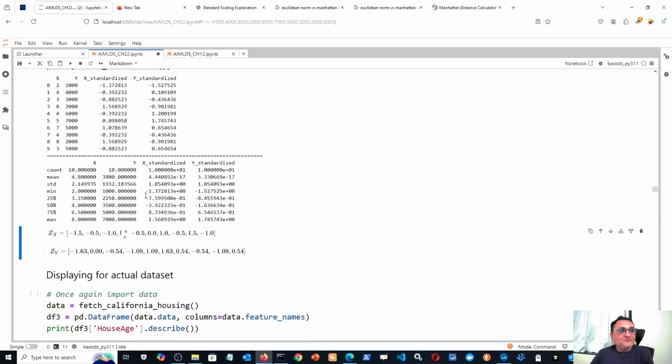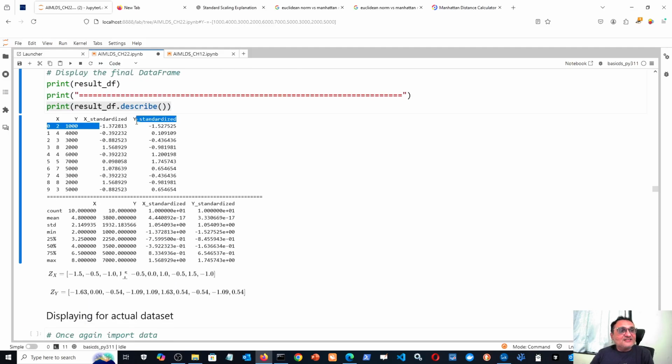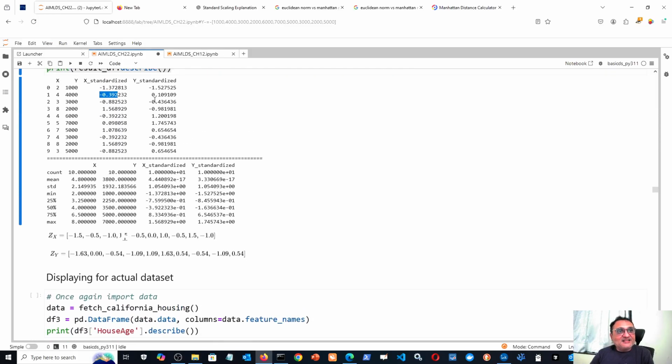I am scrolling a little further down. Okay, so these were my values. So X standardized means this Z_X. Here this X standardized is minus 1.372 and so on. So that is minus 1.5, somewhat closer to those values, right? You will not get the exact value, but you are getting somewhat similar values. Y standardized is also minus 1.63, then 1.52, 0.54, 0.10, and so on, right? So that is how the values are obtained.